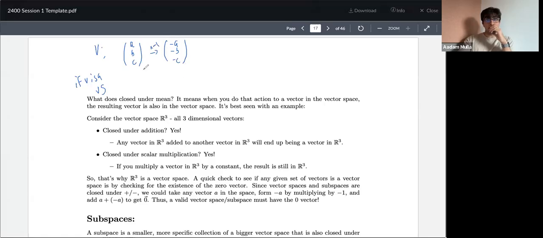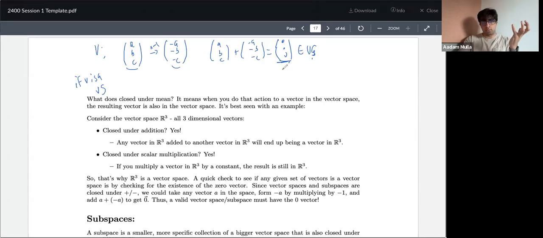And then because addition is also allowed, we should be able to take this guy, add it to this guy. So we should be able to take A, B, C, add it to negative A, negative B, negative C, and get something that's still in the vector space. And this is always going to be 0, 0, 0, which must be in the vector space. It must belong to the vector space. So basically, if V is a vector space, it needs to have the 0, 0, 0 vector. Okay, so that's something you can use to immediately spot if something is not a vector space. If it doesn't have the 0 vector, it's not a vector space.